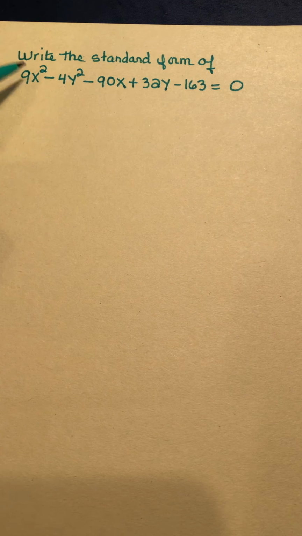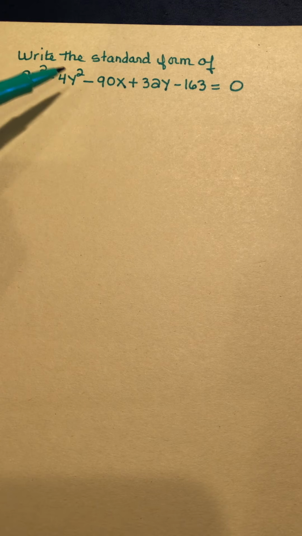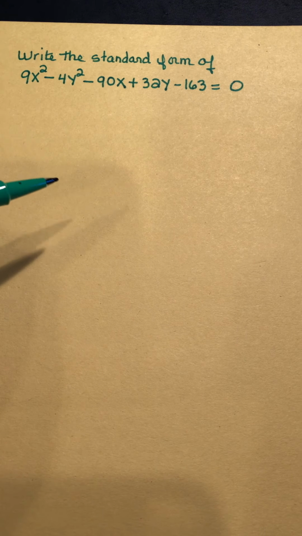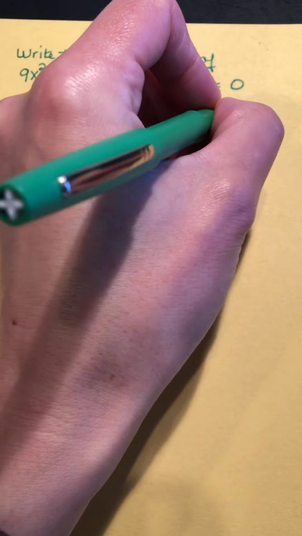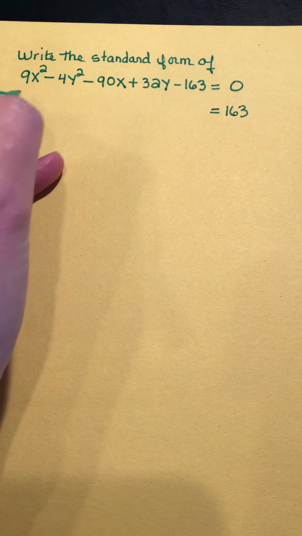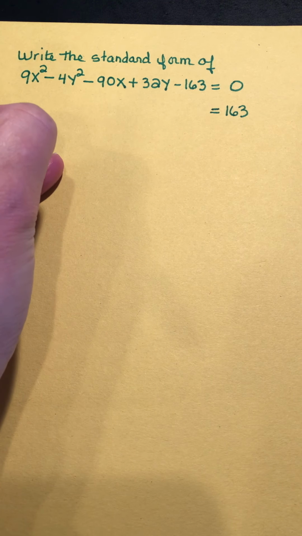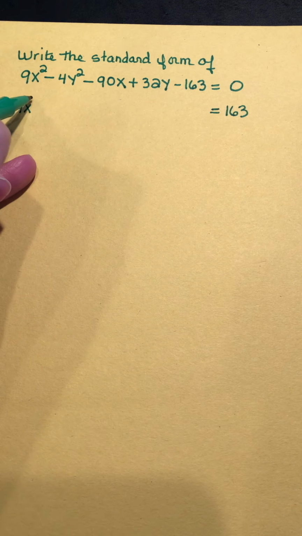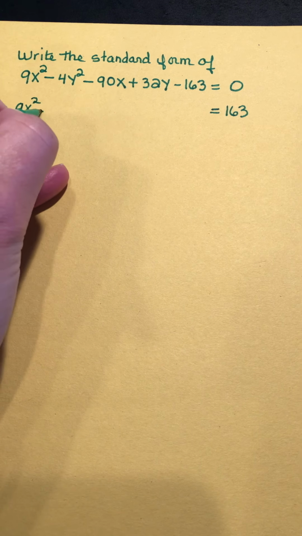And in this case, because the x squared term is positive and the positive terms are always going to go first in the hyperbola, I know this is horizontal. So all of the x squared terms have to come first, then the y squared terms. So my first step is to take the negative 163 and move it to the right-hand side. And then I'm going to put the x squared terms together. I'm going to make this 9x squared minus 90x.